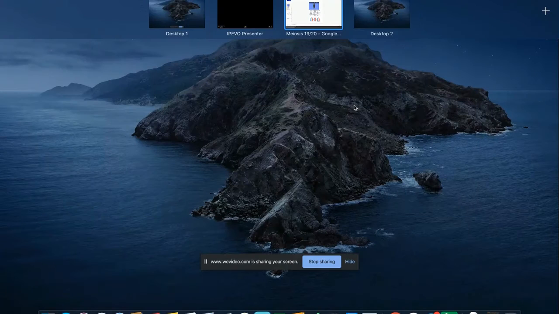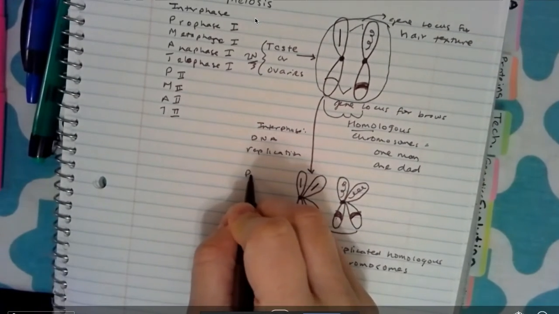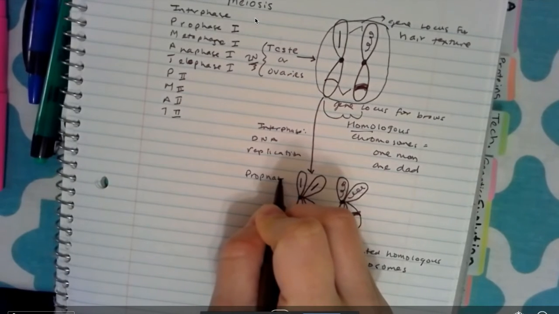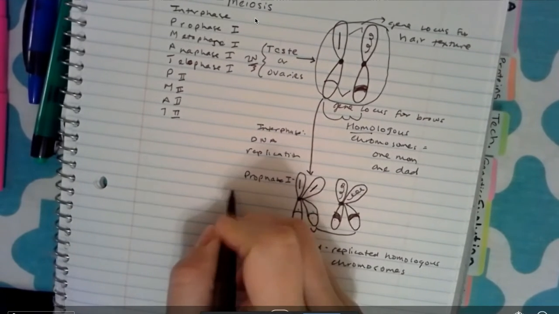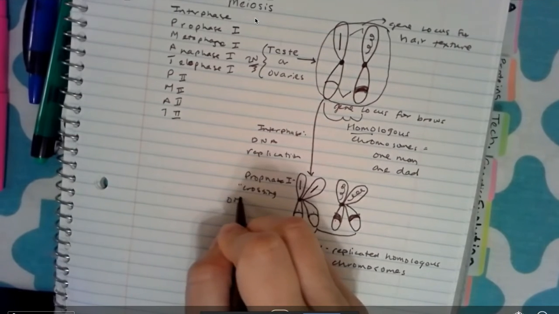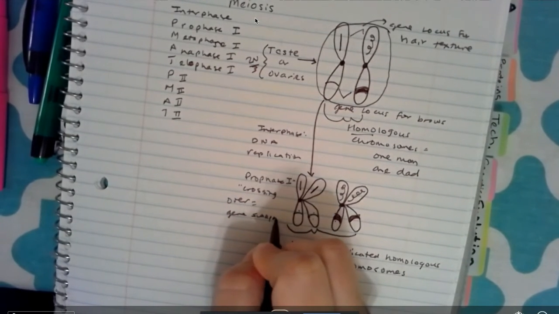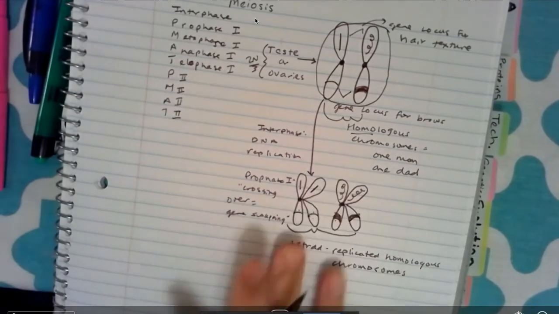Kind of cool. Okay, so this is where we are going to have gene swapping. So this right here is going to be prophase 1, and in this phase, we're going to have crossing over, which is the same as gene swapping. And the whole purpose of this is to make egg and sperm unique from each other.